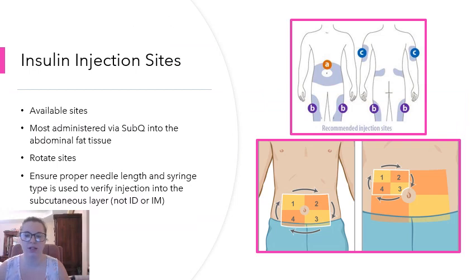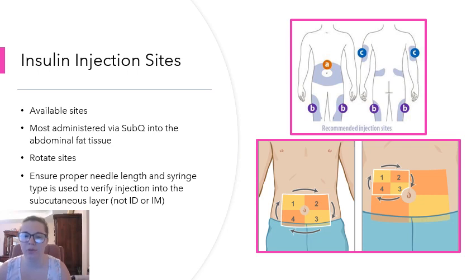Okay, so insulin injection sites. So we've kind of already gone over this a little bit. So this goes more into the skills of it. So these are your available sites on the picture on the top side. Of course, site A is our most preferred because it is the most fatty, most easy to get to in the facilities, and easy for patients to get to.